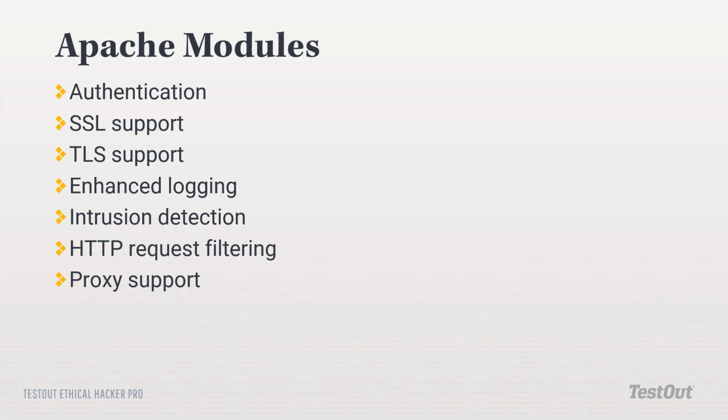The Apache modules use a similar approach. Features like SSL, logging, and intrusion detection are helpful, but unnecessary modules should always be disabled to reduce risk. So authentication, SSL support, TLS support, enhanced logging, intrusion detection, HTTP request filtering, and proxy support for the Apache modules there.